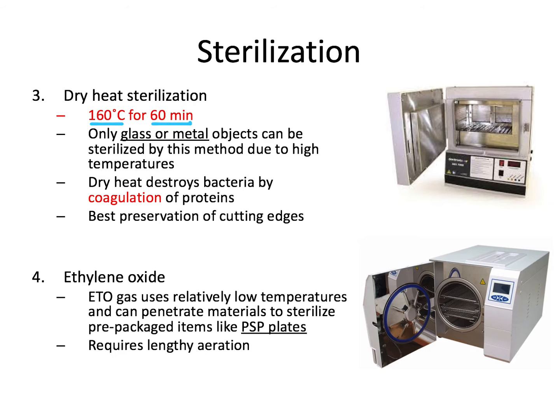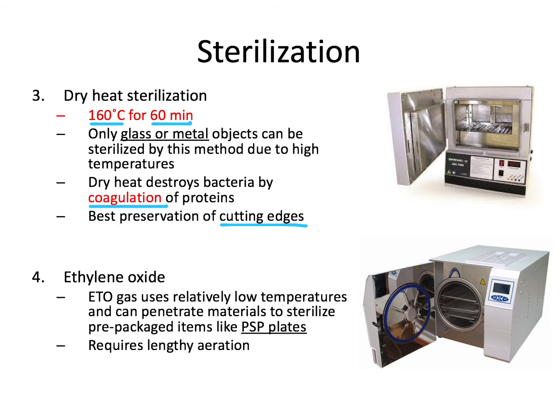So dry heat destroys bacteria by coagulation of proteins. So where the autoclave destroyed bacteria via denaturation, this one destroys them by coagulation. So for what that's worth, it is a high yield fact for the board exam. This method also, interestingly, has the best preservation of cutting edges. So if you have important instruments, scalers, ligature cutters, whatever, you want to preserve sharp edges, that's the way to clean them. Lastly, we have ethylene oxide.